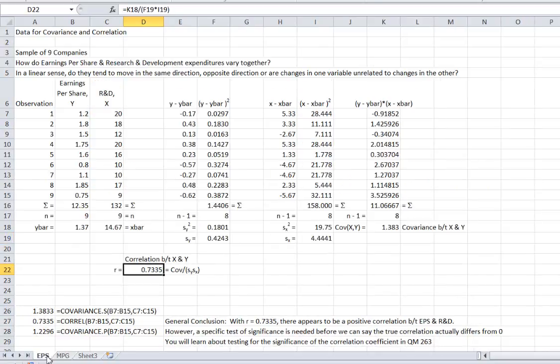And that's calculating covariance and correlation. If you have any questions, please let me know.